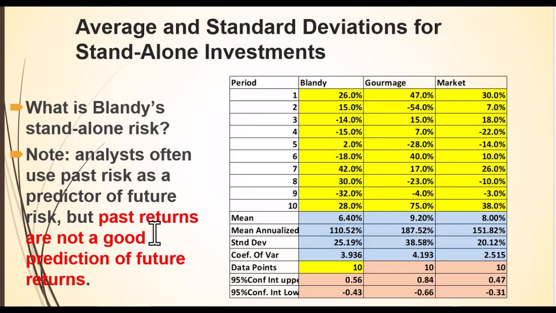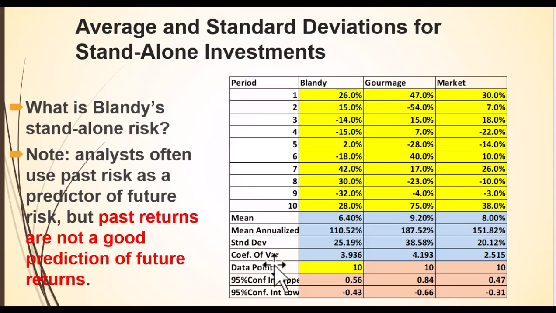The spreadsheet that I'm using here is in the risk and return workbook, and it's under the historical returns worksheet. You just enter the data, and then you do have to put in the number of data points, since especially when you're using this historical data, we have to worry about the significance, right? So you have to know the actual number of data points. In this example, we see Blandy's at 6.4, Gourmand is at 9.2, the market itself is at 8%.